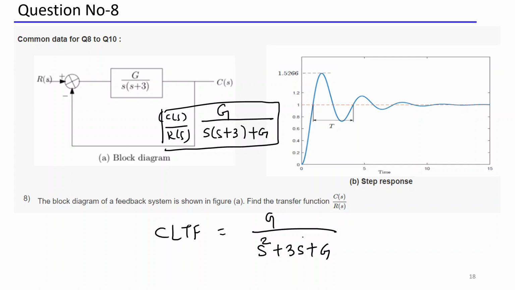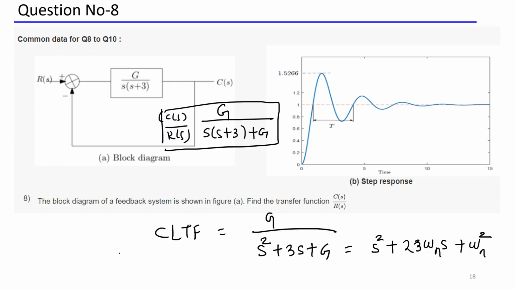From this transfer function, whenever you have read the time response, because I'm hoping that you have covered the course, you have to compare with the standard second order system. What is the standard second order system? S square plus 2 zeta omega n S plus omega n square. Omega n is called the natural frequency of response. Zeta is called the damping ratio. So whatever is in the denominator, S square plus 3S plus G, you compare with this standard form.